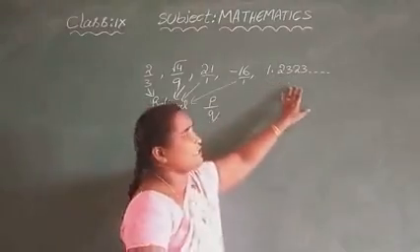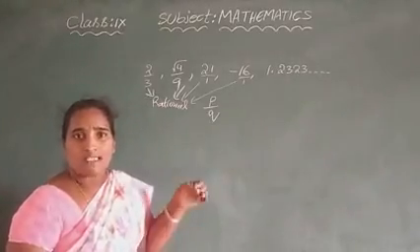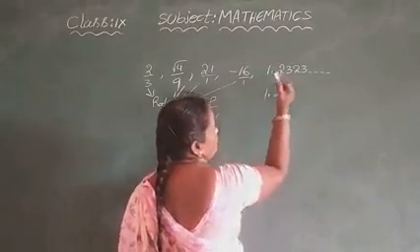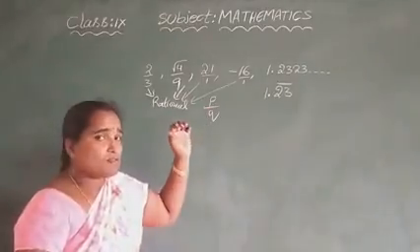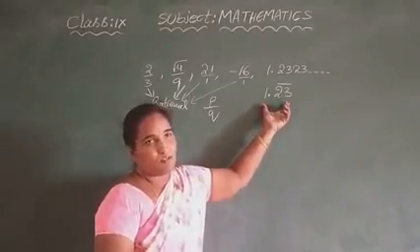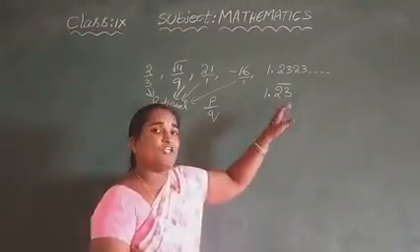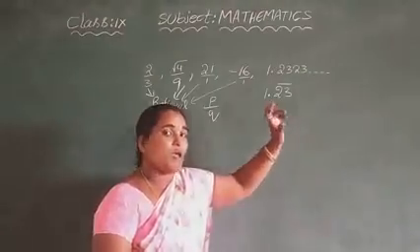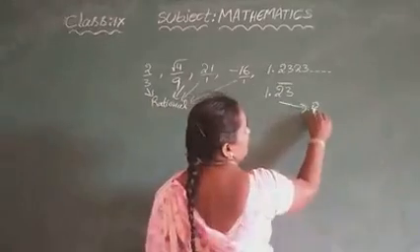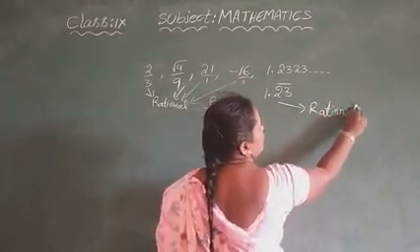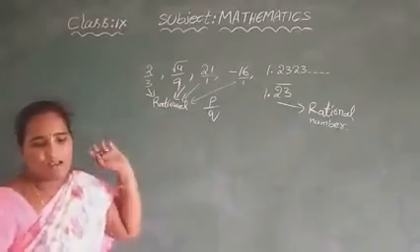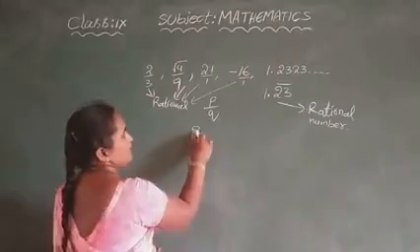So, 1.232323 and so on. This number, how can you write it? In the before session we solved this type of problems: express this decimal form into P by Q form. P by Q form is the rational number form. So that's why this one is also a rational number. So these are all rational numbers, that means P by Q form.